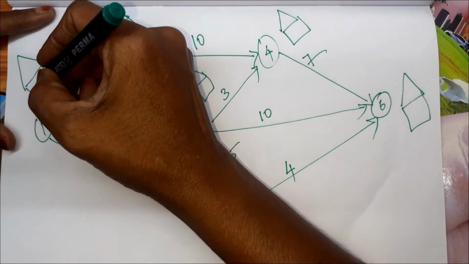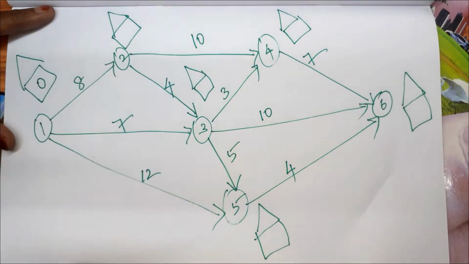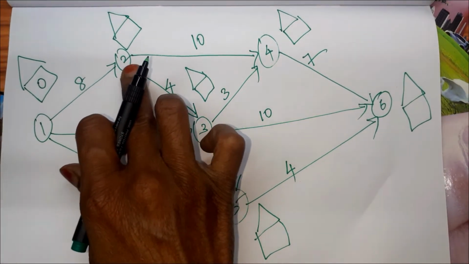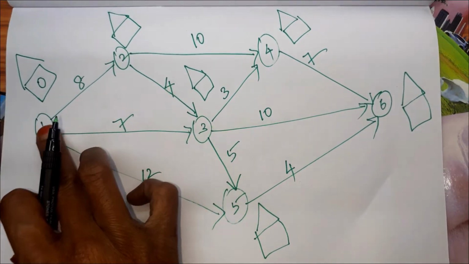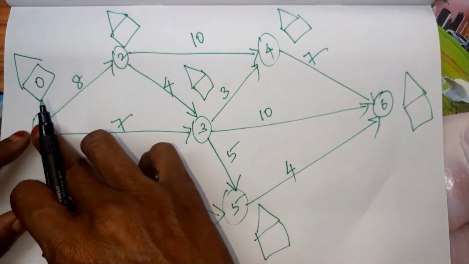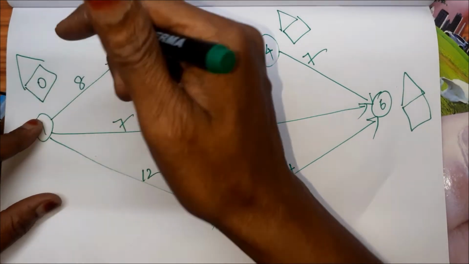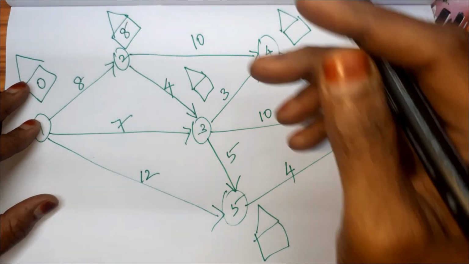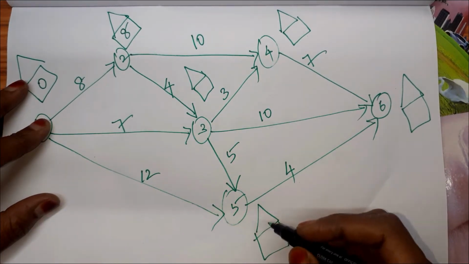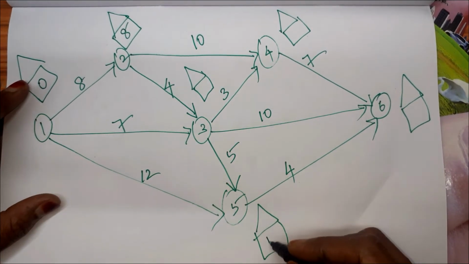How to start? For the first one, we have to take 0. From 0, we have only one activity going to 2. From 1 only we have an activity. So this value is based on the previous one, 0. So 0 plus 8, 8. For this 5 also, we have only one activity coming from 1. So 0 plus 12, so it is 12.